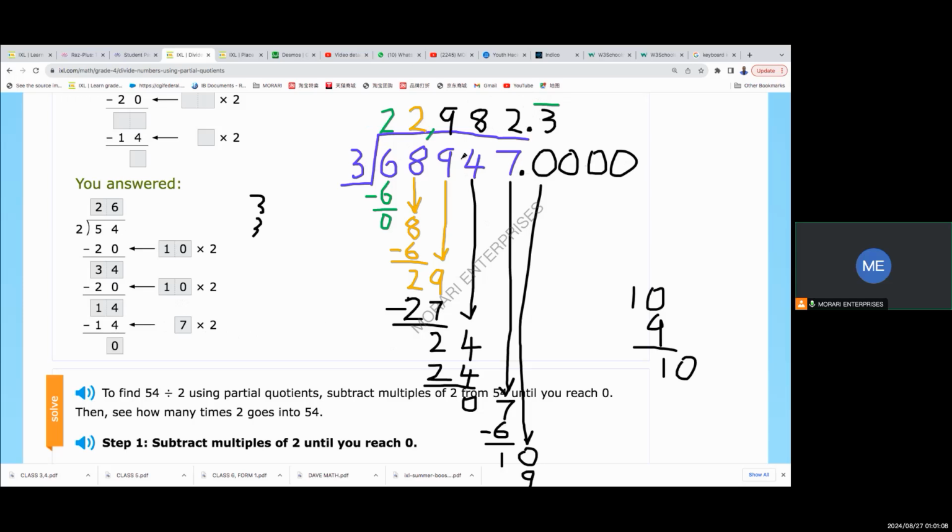So again, if you do understand this, fine, but we have to do a lot of practice. It's only practice that can make perfect. Practice makes perfect.